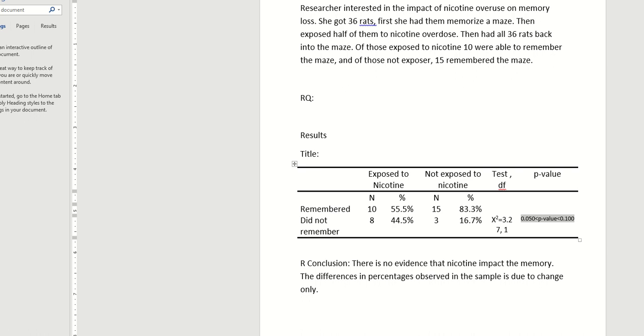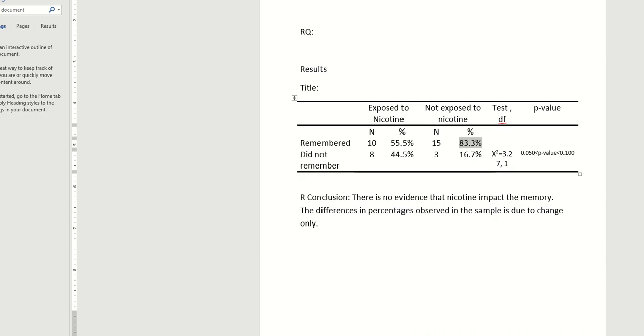I cannot say that this 55% of rats remembering the maze exposed to nicotine is different than the percentage of rats remembering the maze not exposed to nicotine. Okay. So what do you say about the difference? But notice here you have 55.5 and here you have 83.5. So the percentages are different. Well, you say that this difference is due to chance only. Remember, when there is no statistical significance, meaning when we fail to reject, we say that the difference observed was due to chance only. All right.